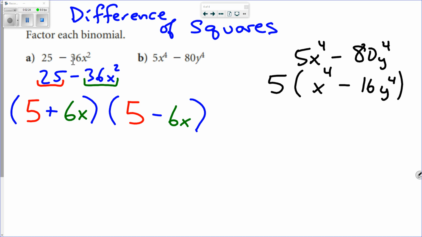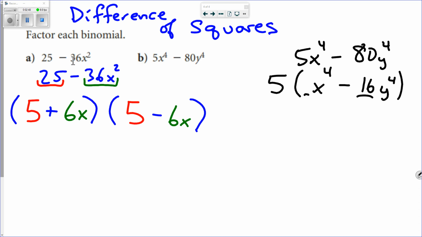Now, anytime we have a variable with an even power, that part's going to be a perfect square. So when we look at the coefficient, in this case, it's a 1. 1 is a perfect square, right? 1 times 1 is 1. We look over here, 16. We know that 16 is a perfect square. So now we have the difference of perfect squares.